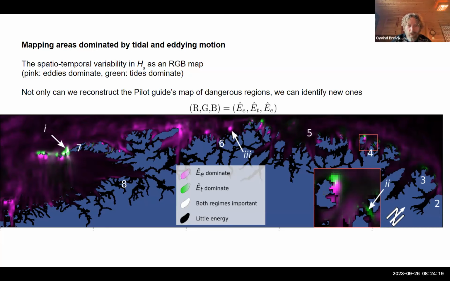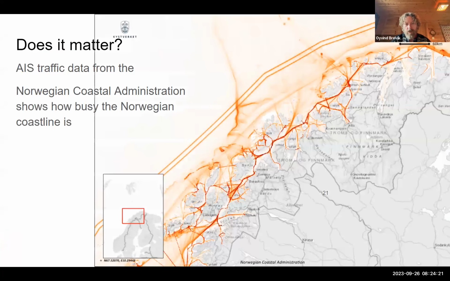I think we can quickly go to the next slide. And I'm coming quite close to the end now. You could ask, does it matter? I mean, Norway has a long coastline and not so many people. It's on the order of 5 million people in this country.